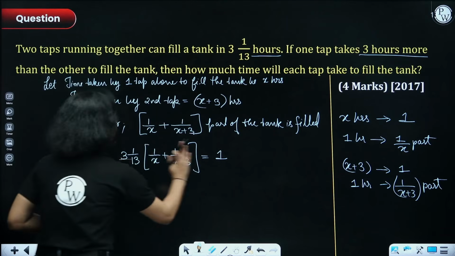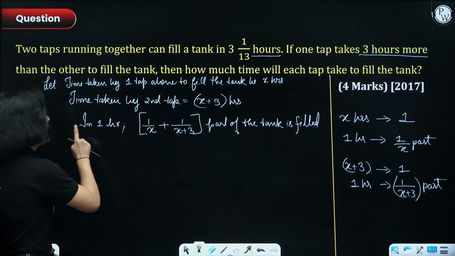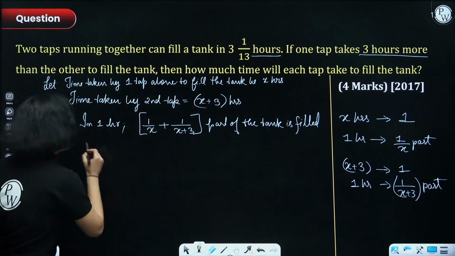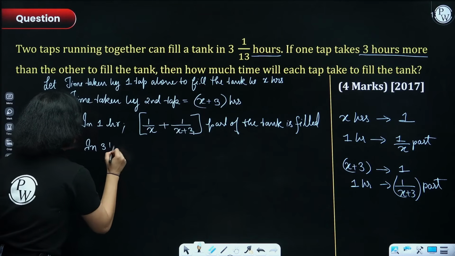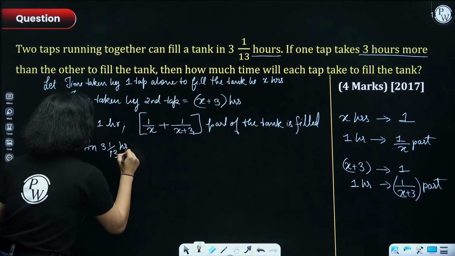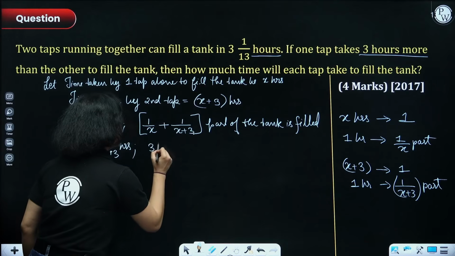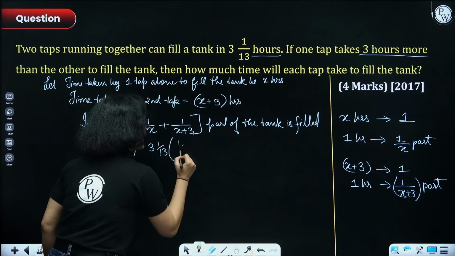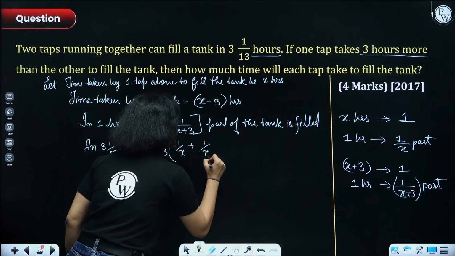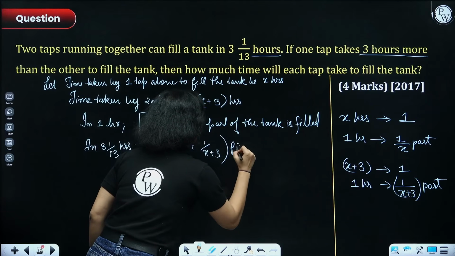If you didn't understand, I'll write it here. You will understand it like this. See, in 1 hour, this part was filled. Okay? In 1 by 13 hours, how much part of the tank will be filled? You will simply multiply 1 by 13 with 1 by x plus 1 over x plus 3. That part of the tank is being filled.